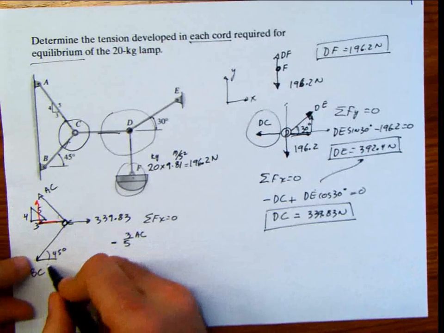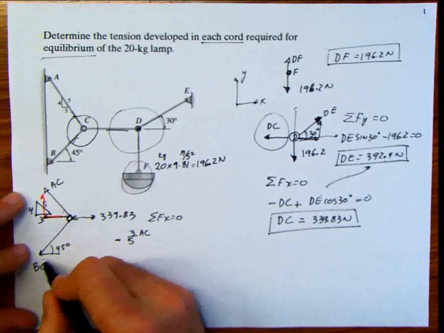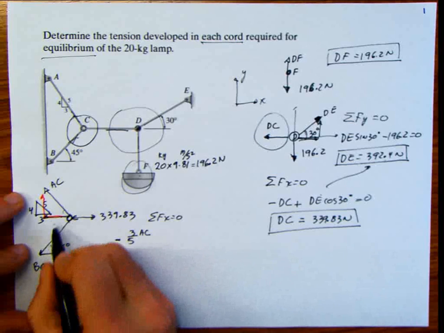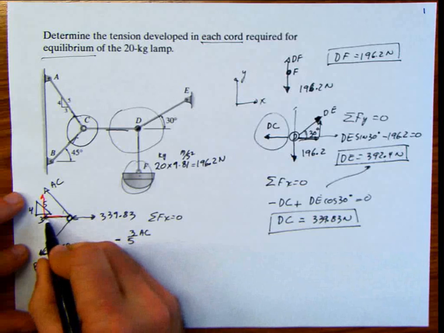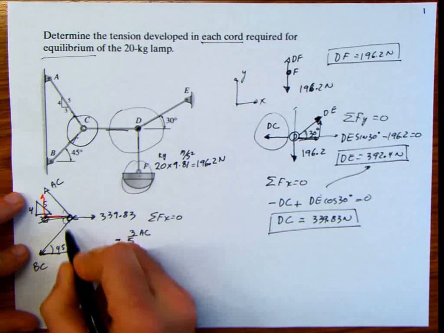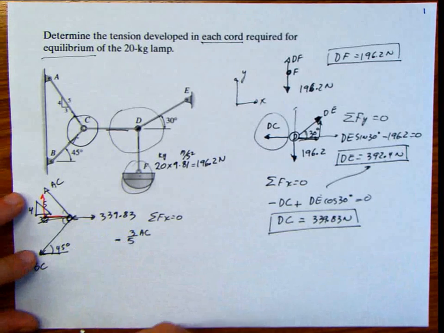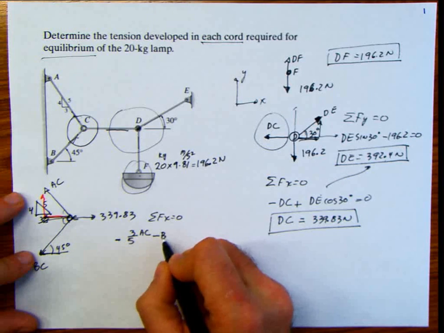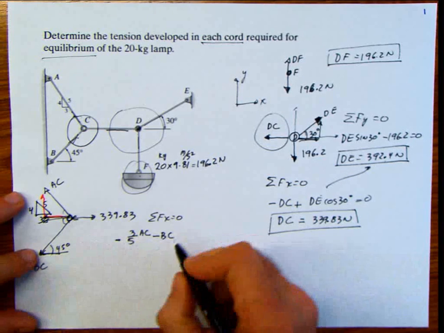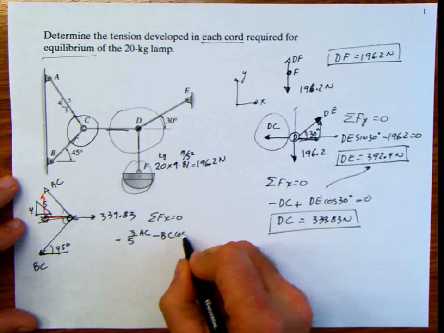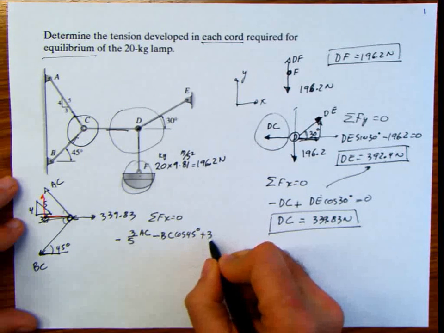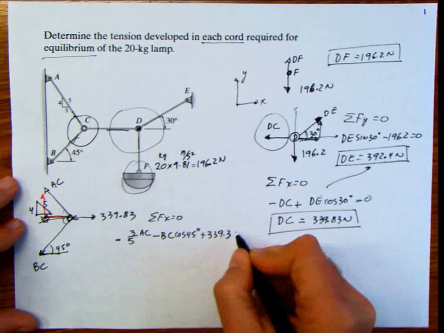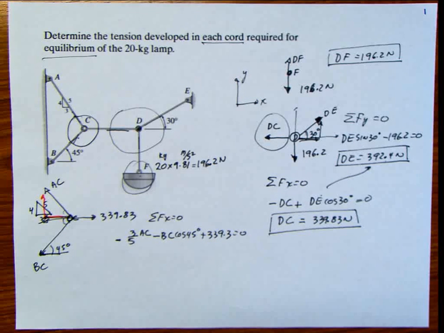And the component to the left, the horizontal component of this force, is this, right? Or this, the same thing here. And this angle is 45, the same angle. So it's going to be minus BC cosine, because it's adjacent, cosine 45 degrees, plus this other one, equals 0. That's for X.